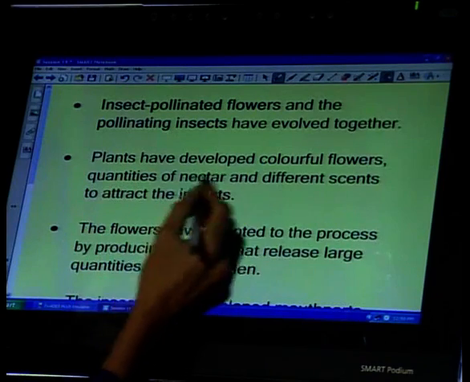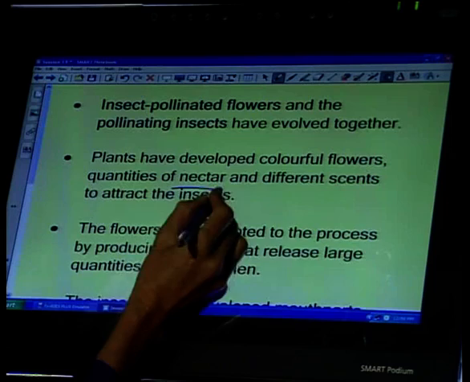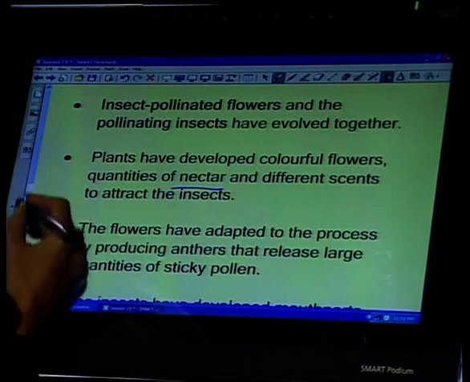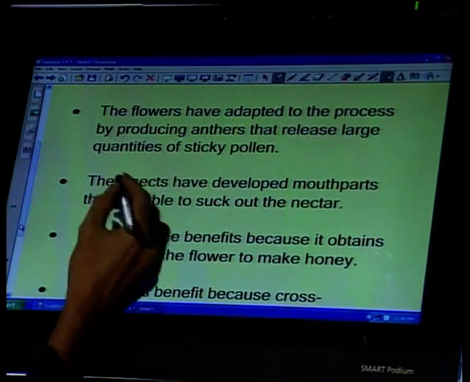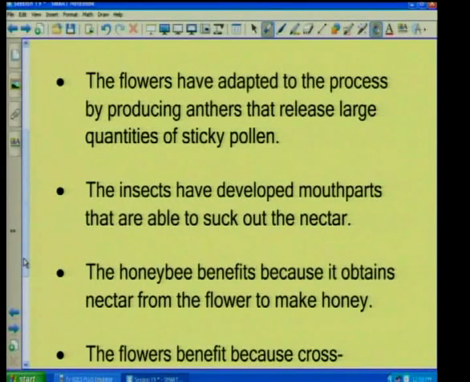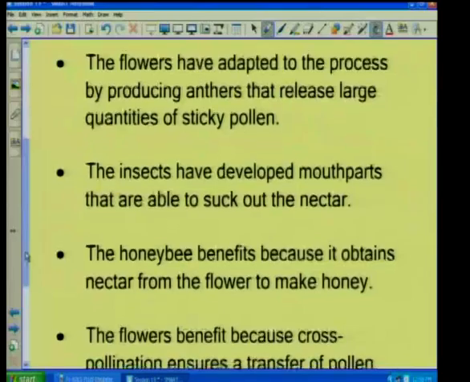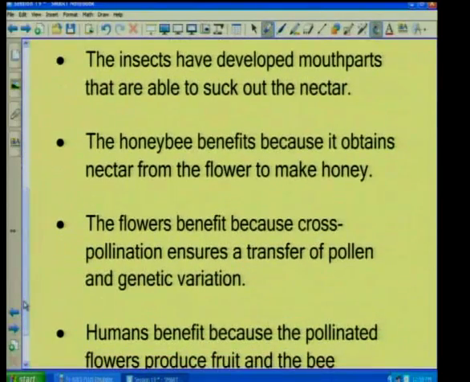Plants have developed colorful flowers with huge amounts of nectar and a lovely scent, and that attracts the insects. Now, you know how beautiful roses smell. Then the flowers have adapted to a process by producing anthers that release large quantities of sticky pollen. So when the insect comes along to suck the nectar out, the pollen's going to rub off on them. The flower benefits by cross-pollination, and that ensures genetic variation, because the flower isn't self-pollinating, it's cross-pollinating.